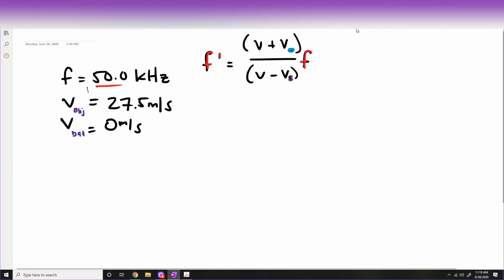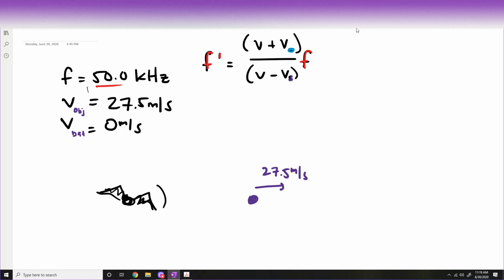In this problem, there's a bat sending out sound waves to an object that's moving away from it. The bat is at rest and the object is moving away at 27.5 meters per second. When the bat sends out the waves, because this thing is moving away, the frequency that the object receives is going to be adjusted based on the relative motion between the bat and the object.